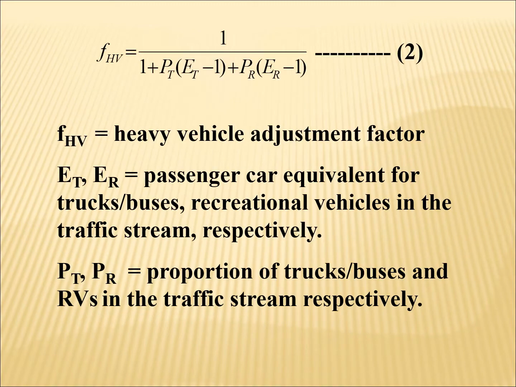Now look at this equation. This is F sub HV, the heavy vehicle adjustment factor. E sub T and E sub R are passenger car equivalents: E sub T for trucks and buses, and E sub R the passenger car equivalent for recreational vehicles in the traffic stream. P sub T and P sub R are the proportions of trucks and buses and RVs in the traffic stream respectively. So P sub T is meant for trucks and buses and P sub R is meant for recreational vehicles.